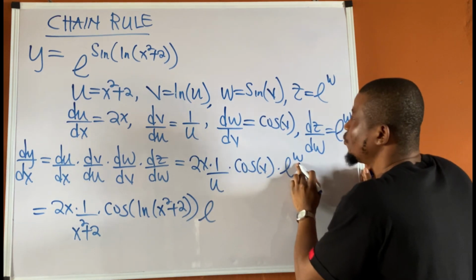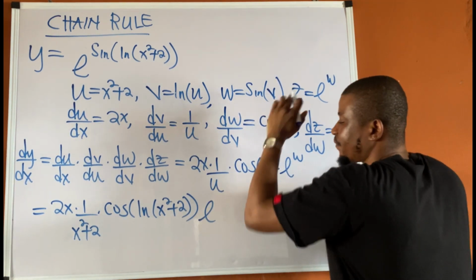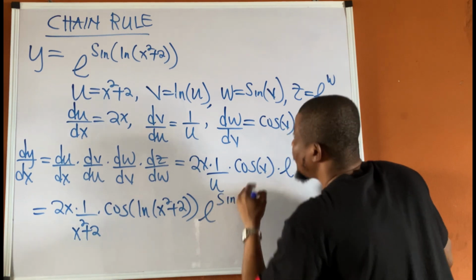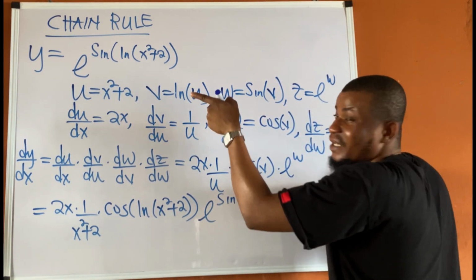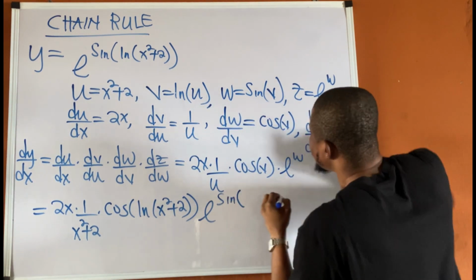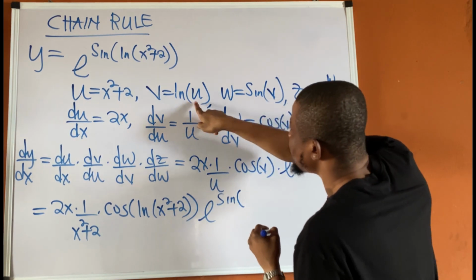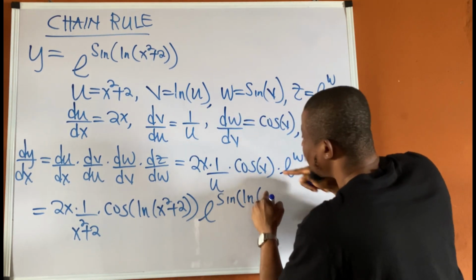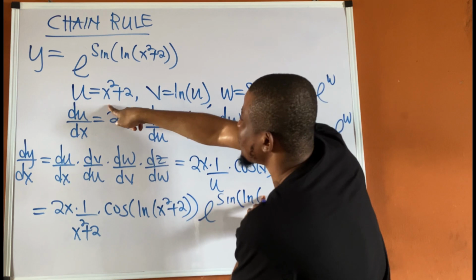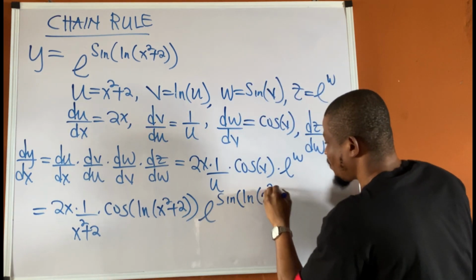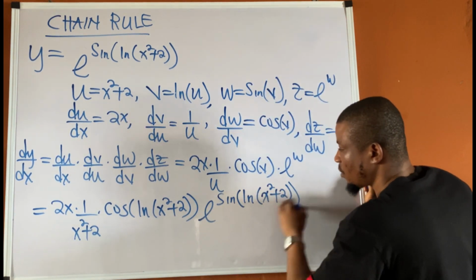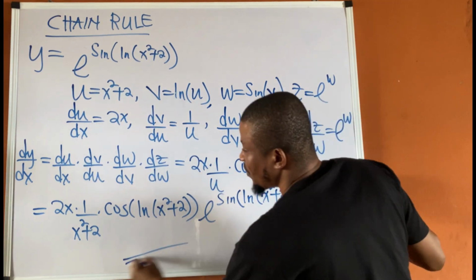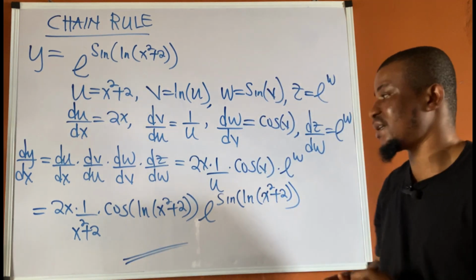So w is sine v. Sine, but this v should also go back to be in terms of x, right? Sine v itself is ln u. Ln, but u itself is x squared plus 2. X squared plus 2. We close this. And this will give us our dy dx.